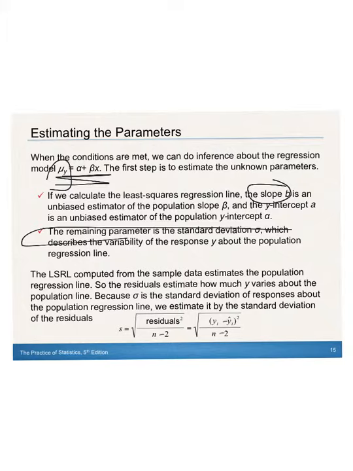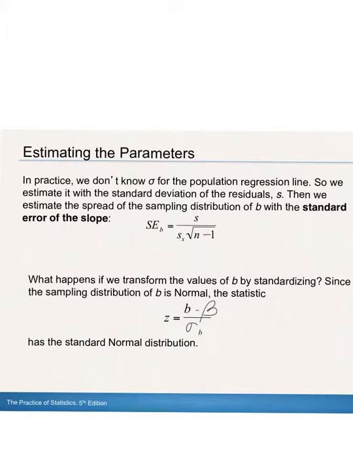So the residuals estimate how much y varies about that population line. Since we don't have that population standard deviation, we're going to estimate it by looking at S, the standard deviation of the residuals. And here's the equation for it. A residual, by the way, is always observed minus predicted. And then they do all this other stuff to find the standard deviation.